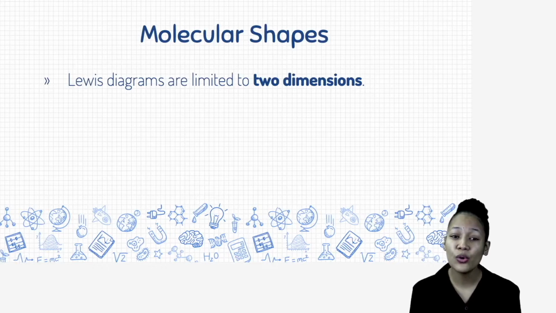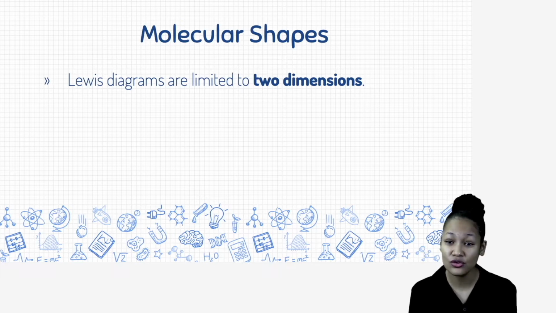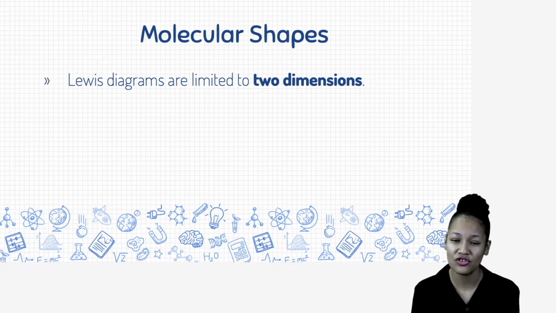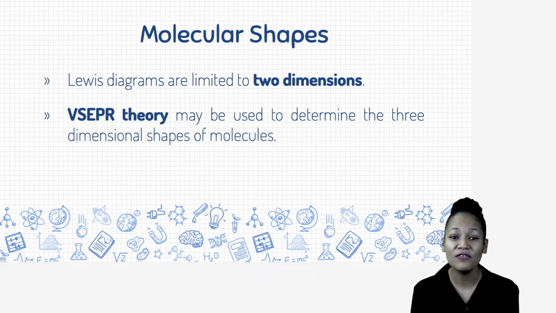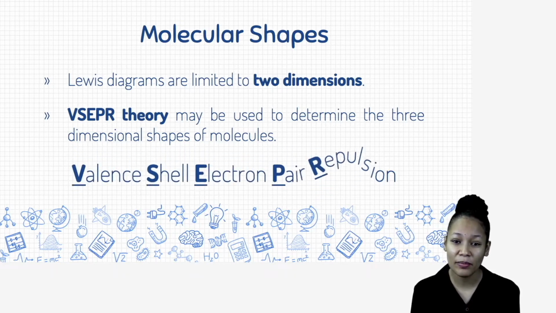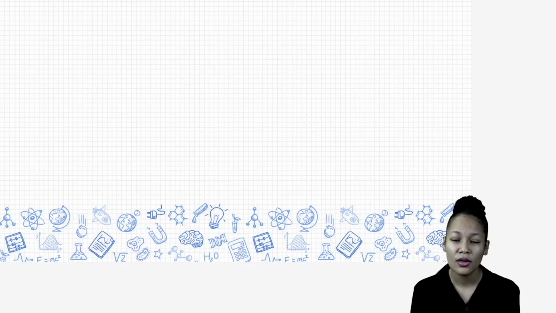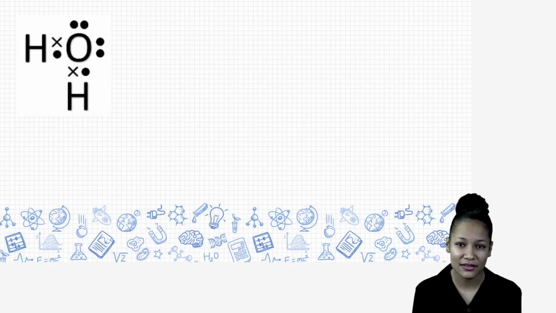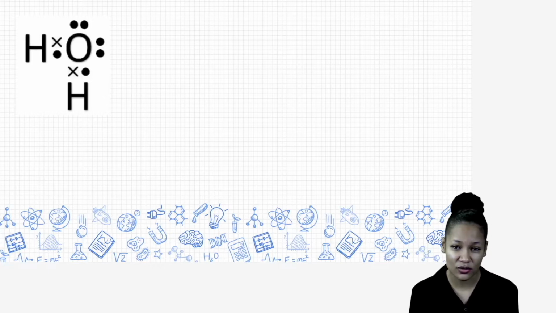So you now know about Lewis diagrams, but the problem with Lewis diagrams is that they're limited to 2 dimensions. Molecules are not 2-dimensional, they are 3-dimensional. So we make use of VSEPR theory in order to determine these 3-dimensional shapes. VSEPR theory stands for valence shell electron pair repulsion theory. Basically, what this theory explains is how the different types of electrons that you will find in your molecule affect its structure, affect its shape.